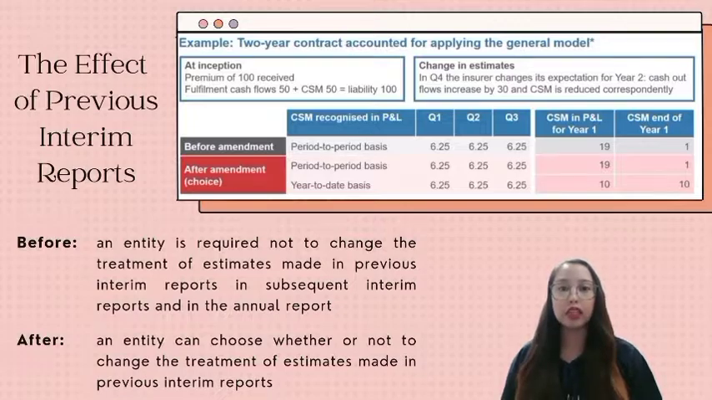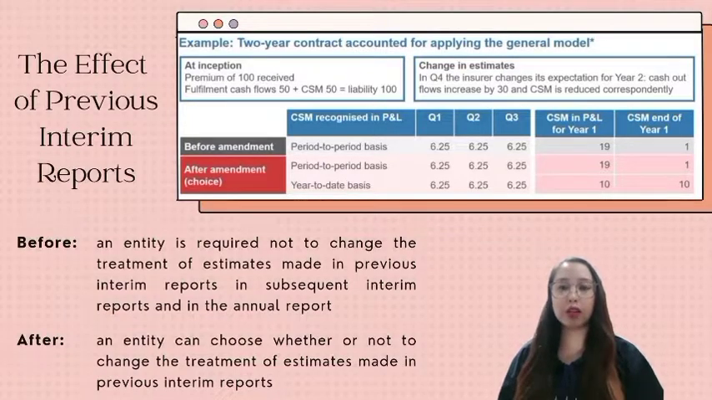Makikita nyo po sa example na si entity nag-prepare po sila ng interim reports for each quarter and meron din po silang annual report. So sa umpisa daw po ng year 1, nag-issue daw po ng insurance contract na may 2-year coverage period ang entity. And based daw po sa expectation ng entity during the beginning of year 1, kailangan po nilang mag-recognize ng 6.25 ng contractual service margin sa profit or loss for each quarter over the 8 quarters ng coverage period. So may total po itong contractual service margin na 50.